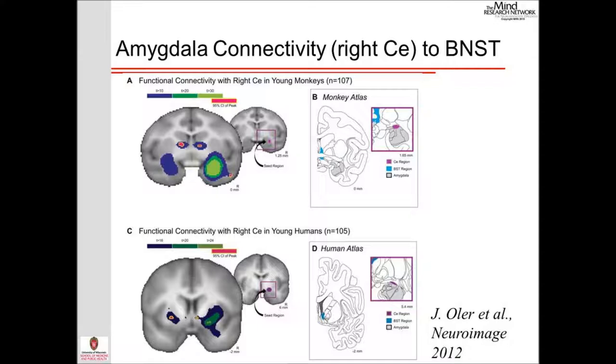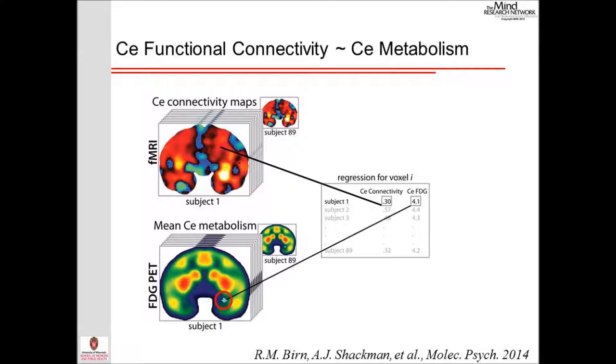So the question is, does the connectivity between somewhere and the amygdala predict the amygdala metabolism? And sure enough, what we found is that the connectivity of the dorsal medial prefrontal cortex and the dorsal lateral prefrontal cortex to this region of the central interest of the amygdala was predicting the metabolism in that region of the amygdala during the PET scan.